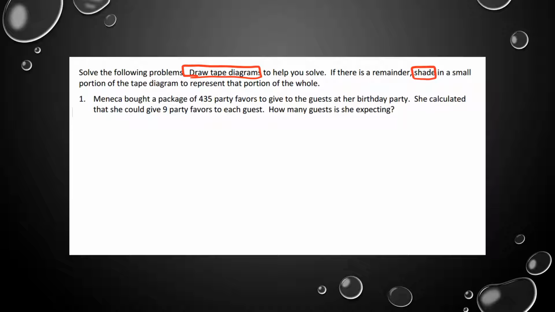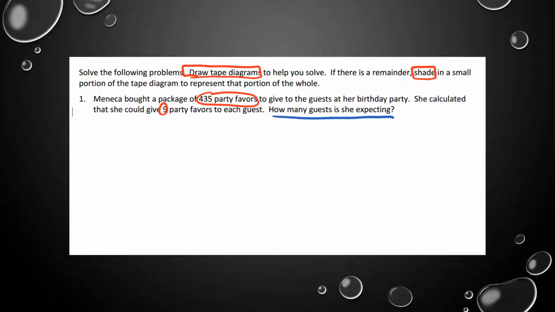Monica bought a package of 435 party favors to give to the guests of her birthday party. She calculated that she could give 9 party favors to each guest. How many guests is she expecting? So I was able to pull out the numbers and circle them as I was reading. Now I need to underline the question. How many guests is she expecting?